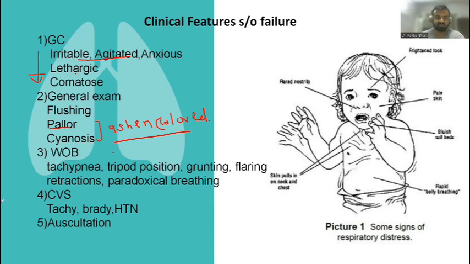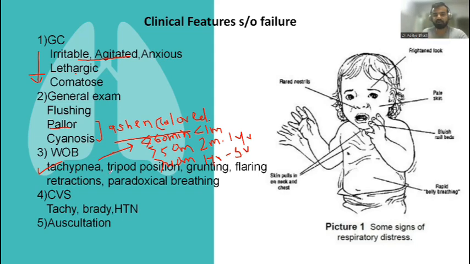And what are the clinical features of increased work of breathing? There is tachypnea. Now, how do we define tachypnea? Again, it is the same definition: in less than 2 months, more than 60 per minute; in 2 months to 1 year, more than 50 per minute; and in 1 year to 5 years, more than 40 per minute. If the respiratory rate is more than these limits, we call it tachypnea.